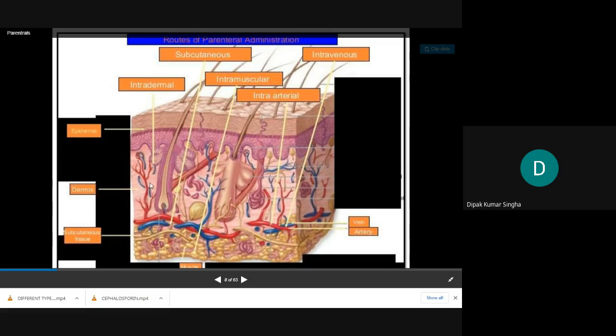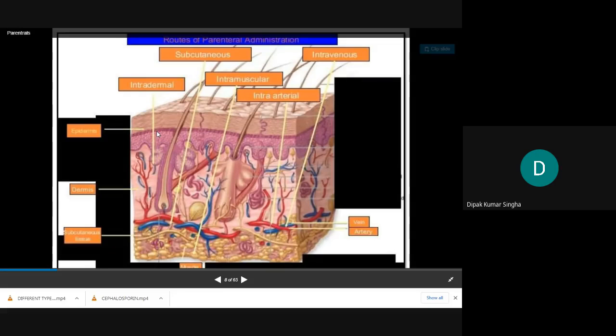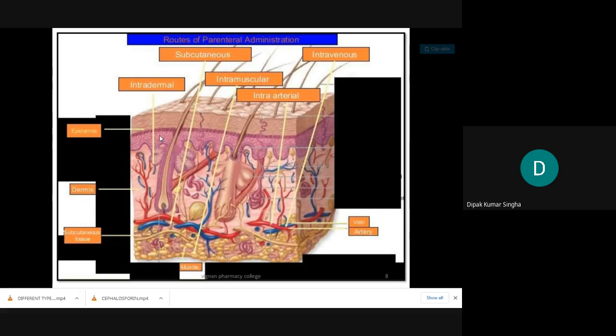But the thickness of the skin layer varies from person to person. So be careful whether it is a fatty person or a thin person, in which case you have to assume the skin layer, or you need skill. That's why a skilled person is required for administration, especially for the intravenous route, because you must inject inside the vein, not outside the vein. Sometimes the vein will be punctured.